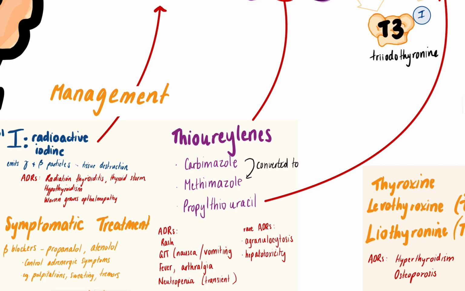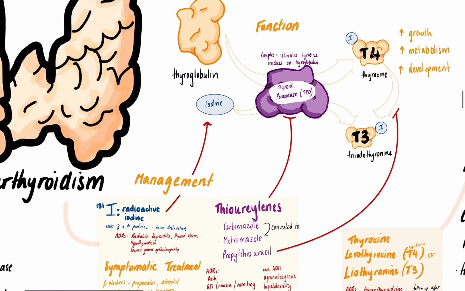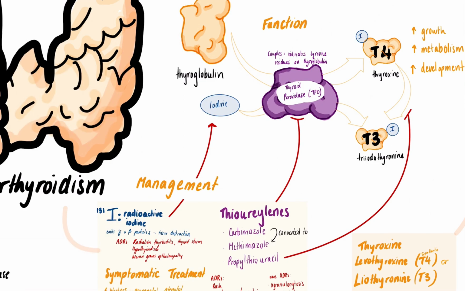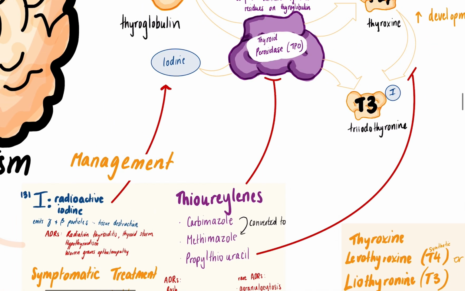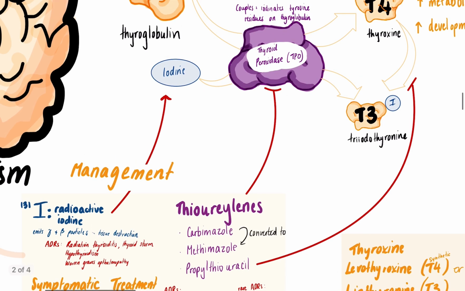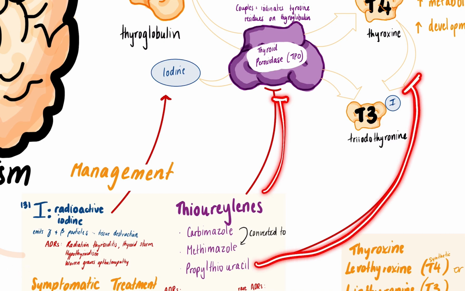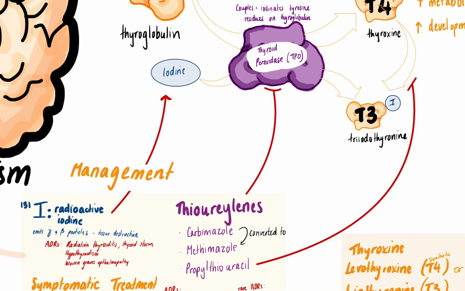Another pharmacological treatment is the use of thiouracils, and this is for hyperthyroidism. What these do is inhibit thyroid peroxidase. Our examples here are carbimazole, which is converted to methimazole and inhibits TPO. We can also use propylthiouracil, which, as well as inhibiting TPO, also inhibits the conversion of T4 to T3 in the periphery.